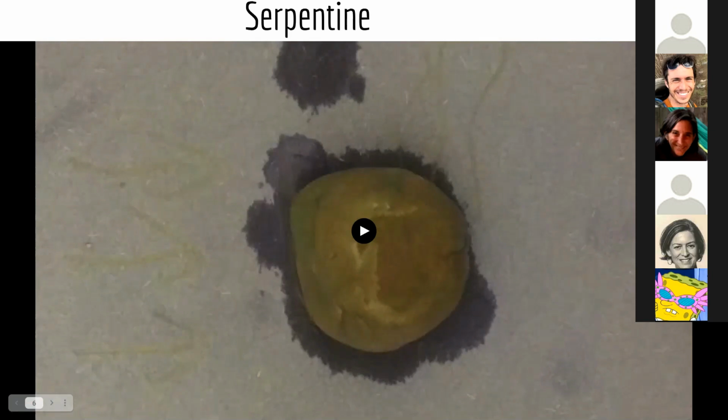And the water helps hydrate the serpentine, which gives it its very soapy texture. It's very interesting. And here it is. It's not as soapy in this, but you can see the greenness from the reaction.